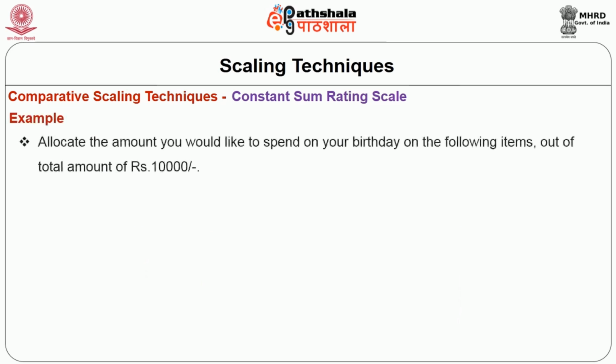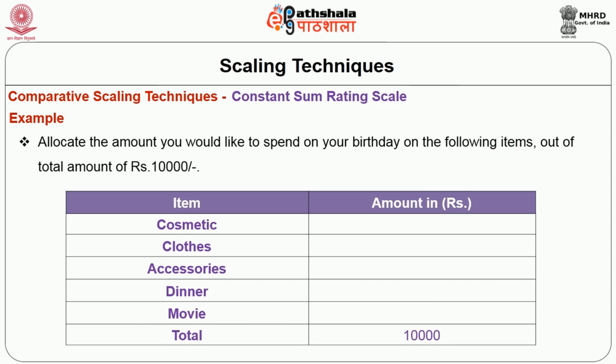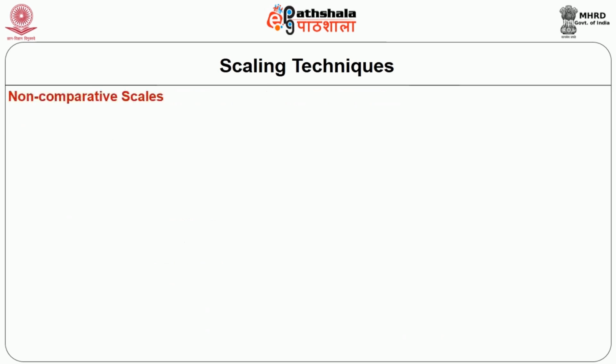For example, you have to allocate the amount you would like to spend on your birthday on the following items out of the total amount of 10,000. Please note, the total amount allocated should be exactly equal to 10,000. The following table reveals this. Next is non-comparative scales.